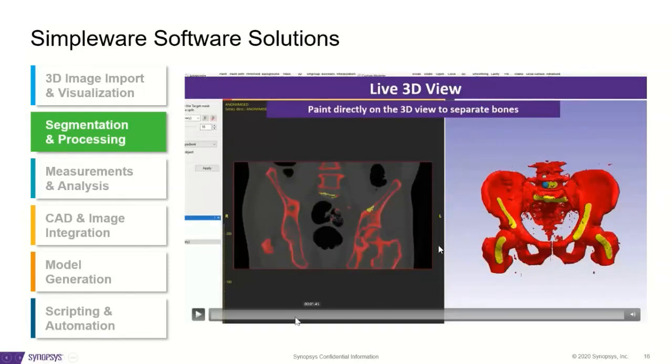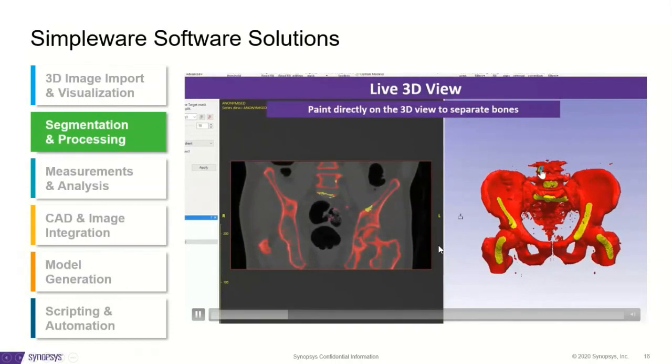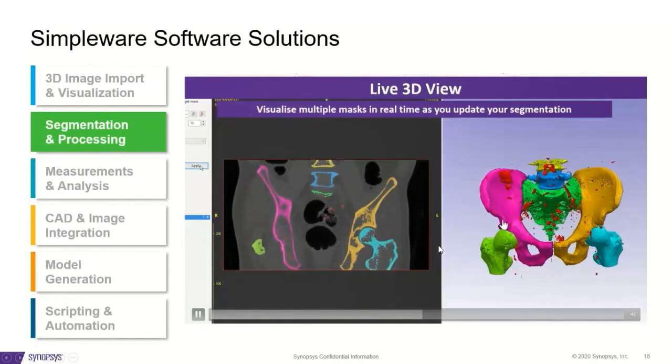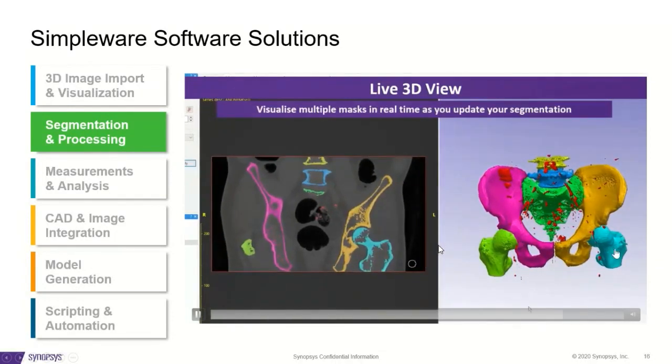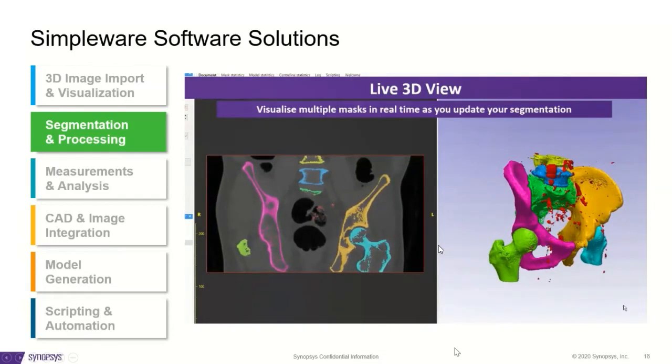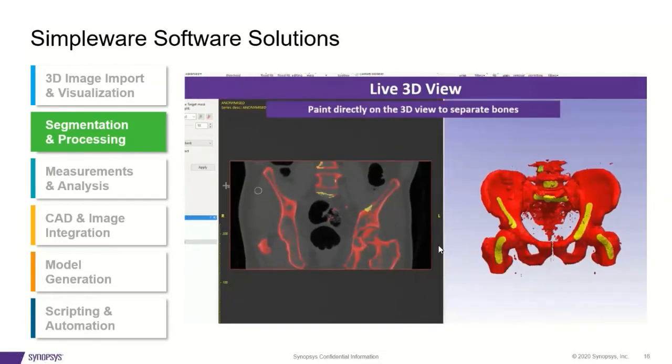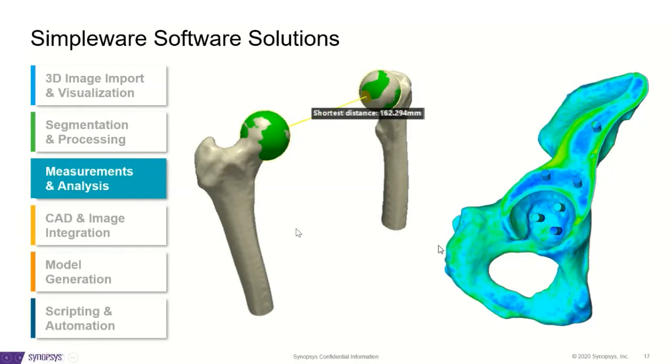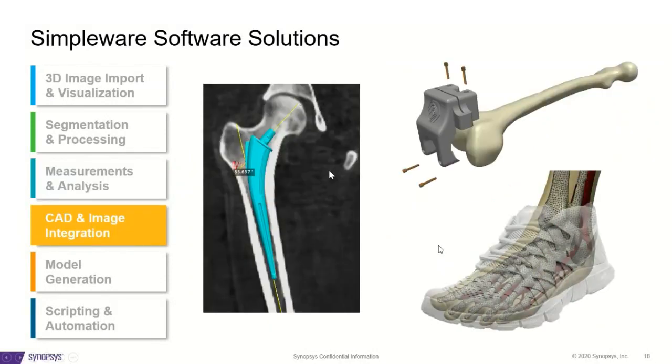So for example, here, this is that 3D image painting, the split merge tool. So you can automatically paint and split these sections from each other. So there's a whole host of segmentation tools that are available, different types of measurement and analysis. For example, here showing the bone mineral density or fitting a sphere, measuring these distances between them. Then there's the CAD and image integration.